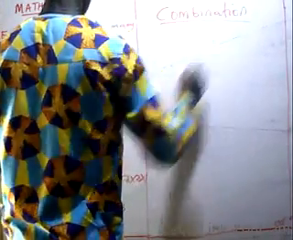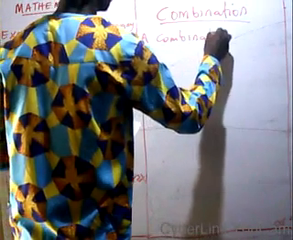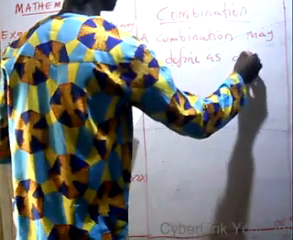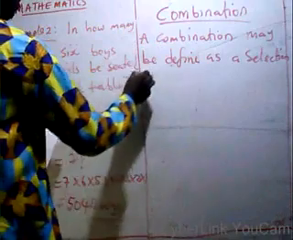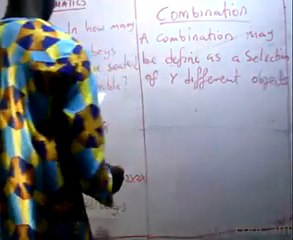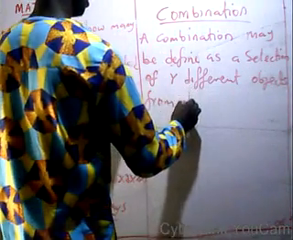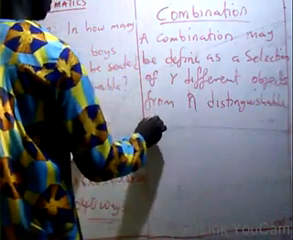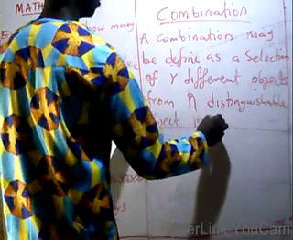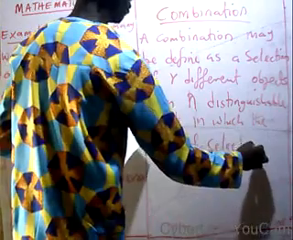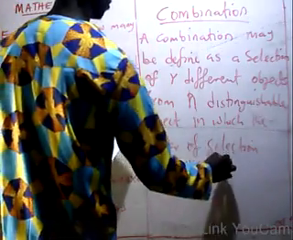Combination. A combination may be defined as a selection of R different objects from N distinguishable objects in which the order of selection does not matter.